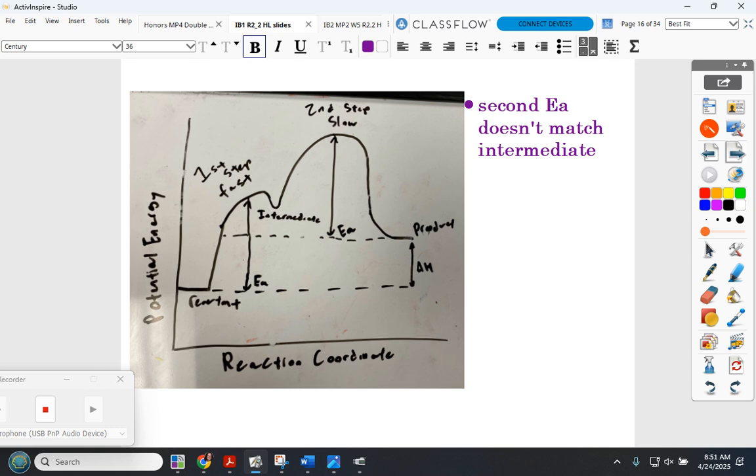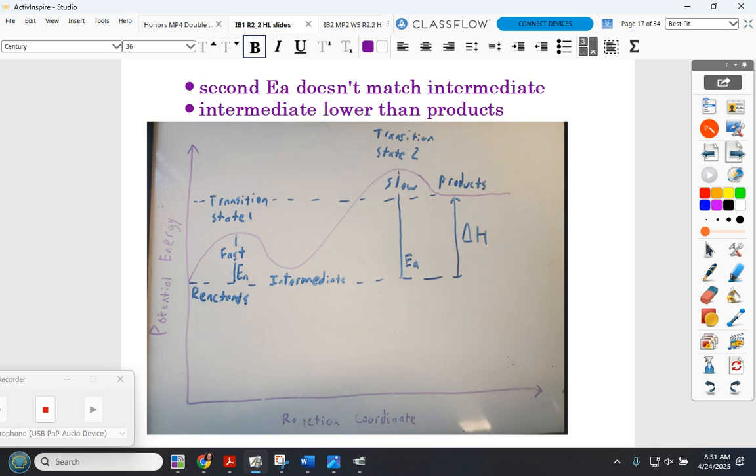And then this one also generally has lots of correct things here. Transition states labeled. Here, the activation energy again needs to come from the intermediate. In this case, not from the reactants, but it would be the right size relative to the activation energy of the first transition state.